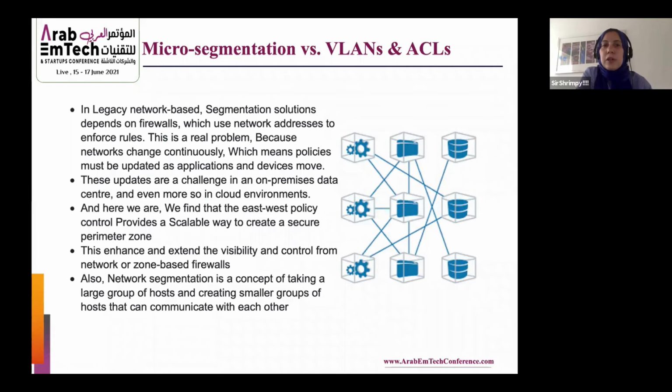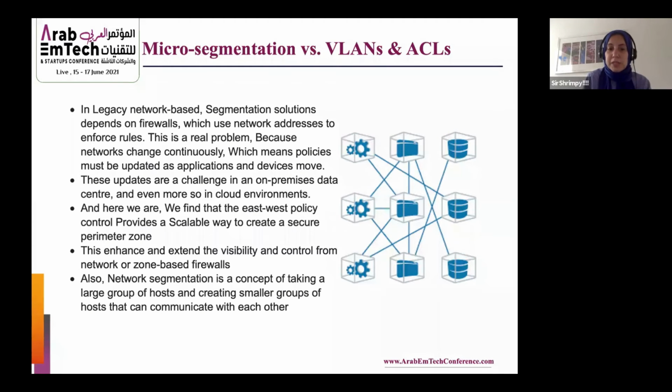So let's see now microsegmentation versus VLANs and access lists. Legacy network-based segmentation solutions depend on firewalls, which use network addresses to enforce rules. This is a real problem because networks change continuously, which means policies must be updated as applications and devices move. These updates are a challenge for the on-prem data center and even more in cloud environments. And here East-West policy control provides a scalable way to create a secure perimeter zone. This enhances and extends the visibility and control from network or zone-based firewalls.